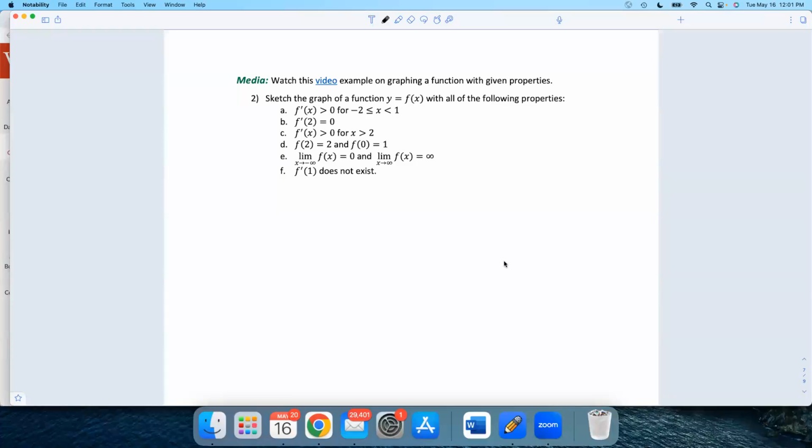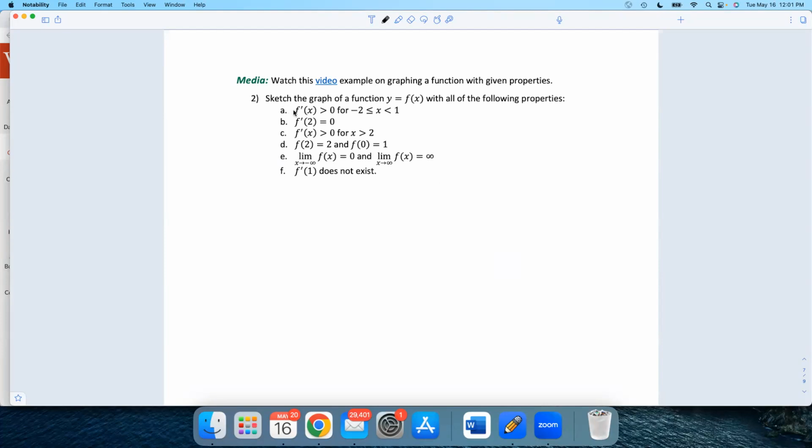Okay, so we're going to take this information here about the derivative and the function itself, and we're going to sketch a graph of the function. Now, we might not get it perfectly, but we'll find something that meets all these conditions. Okay, so let's look through these.